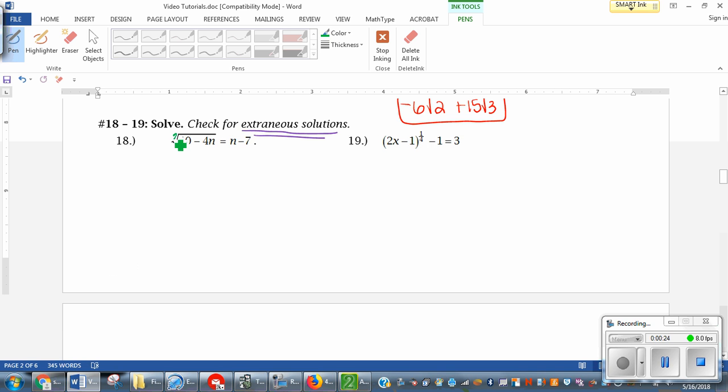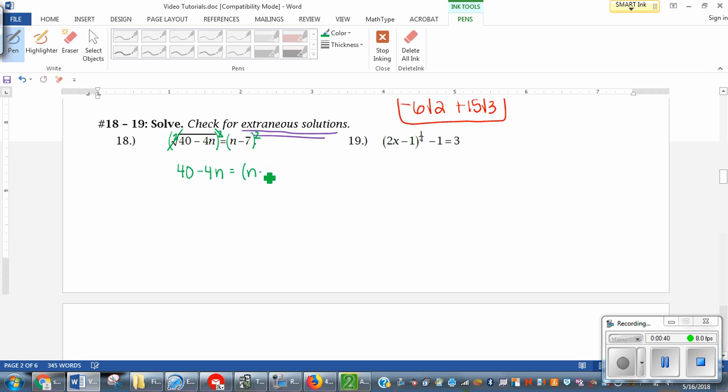Alright, so when we need to cancel a square root, you always want the index to match the power. And whatever you do to one side, you have to do to the other. So once the index and the power match, we can cancel them out. So we're going to bring that down.